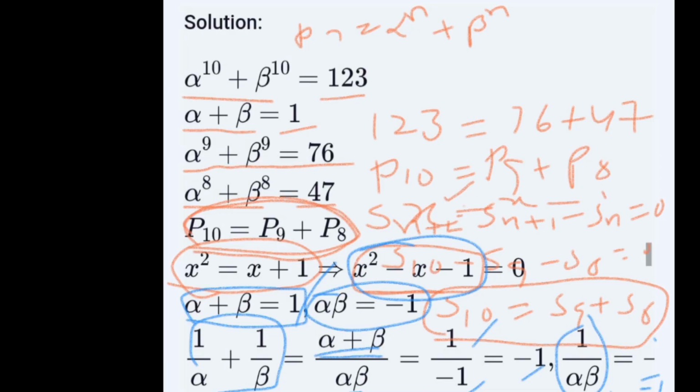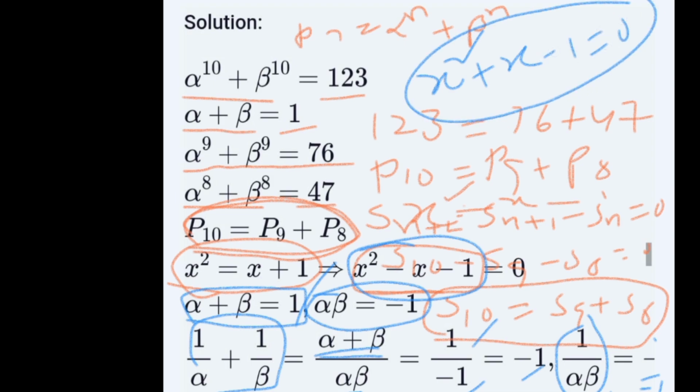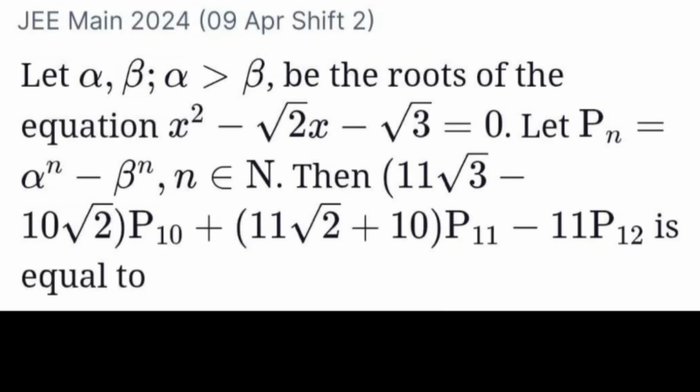So what is the equation? The sum of the roots is minus 1. Finally, x square minus the sum of roots, so minus 1 is alpha plus beta, that means plus x, and the product is minus 1, equal to 0. This is the equation. Now JEE Maths 2024, one more question.